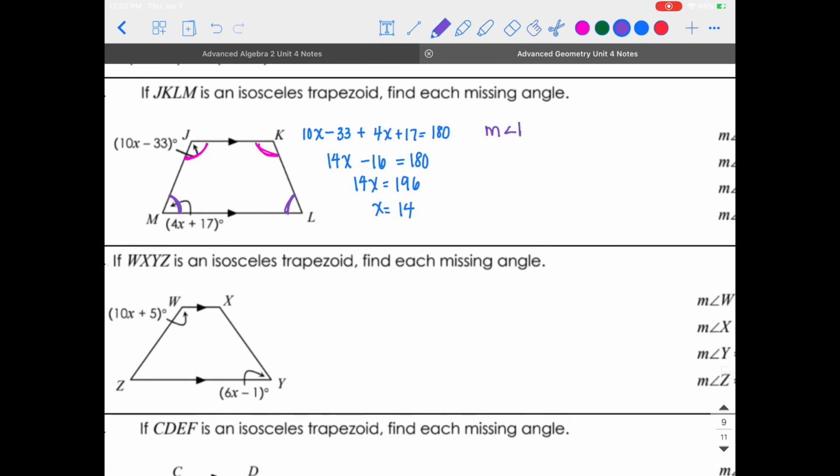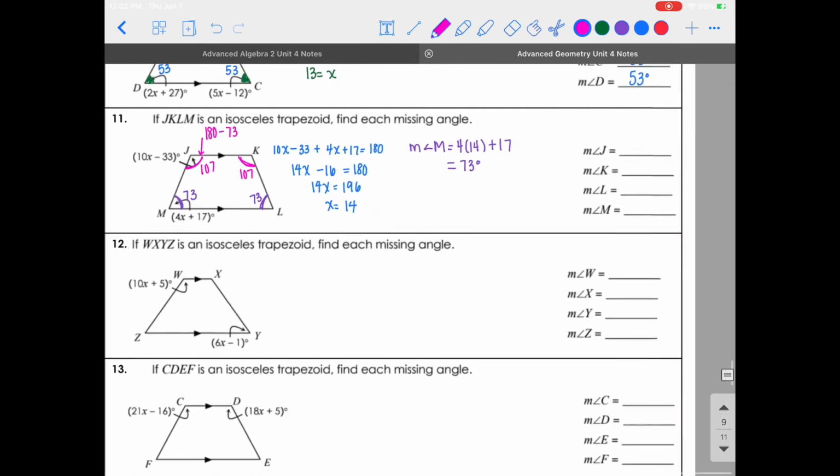And again, all I need to do is find one of those angles. I only need to plug into one angle, and then I can find them all. So if I pick M, 4 times 14 plus 17, that's 73 degrees. So 73, 73. Then 180 minus 73 is 107.